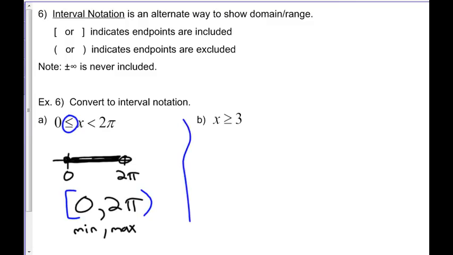Okay, same thing here. X is greater than or equal to 3, so I could draw a number line to represent that. Over here there's 3. It's everything to the right of 3. So its minimum value is 3. Its maximum value is infinity. The 3 is included, and infinity is not included because we can never actually get there. So those are the basics before we actually hit the trig equations.